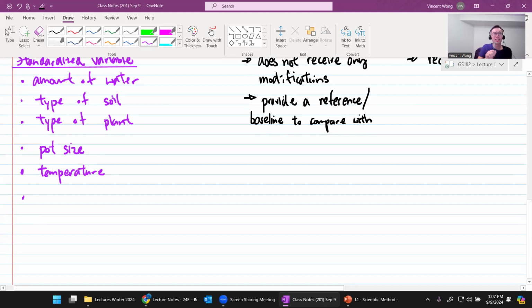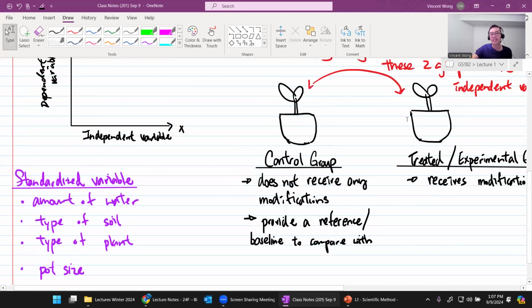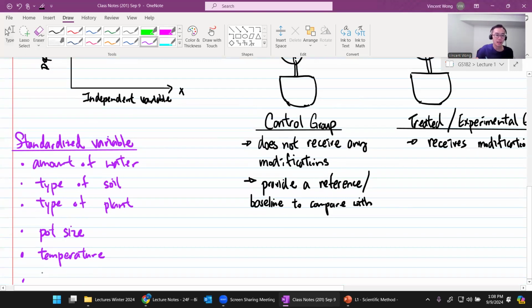Again, not sunlight, right? We want to change the sunlight. Standardized means the same. We don't want the sunlight to be the same between the control group and the treated group because that's what we are testing, right? Okay, our hypothesis was that more sunlight leads to a taller plant, right? So we cannot keep the sunlight the same. Humidity maybe, right? So all these things are standardized.